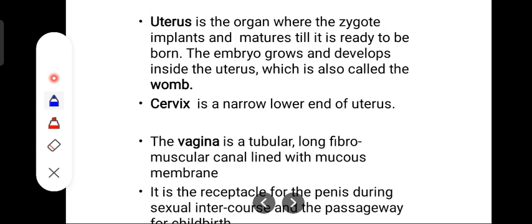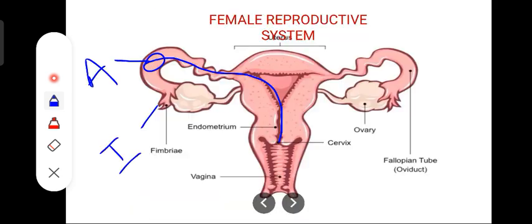The next part is uterus. Uterus is the organ where the zygote implants and matures till it is ready to be born. The embryo grows and develops inside the uterus, which is also called the womb. Let us see the picture.